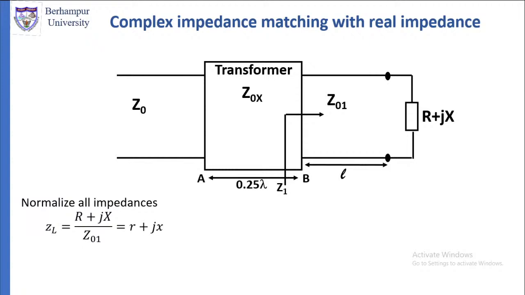That is the first thing we will do when we are going to use a Smith chart. Once we have normalized that, we will locate this point, R plus jX, on the Smith chart.